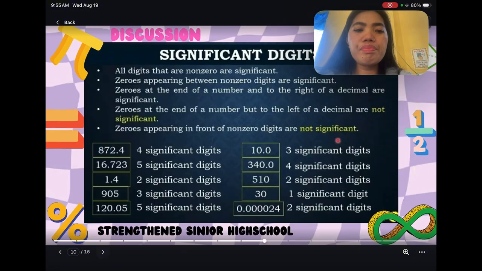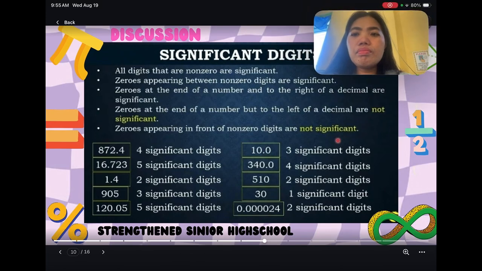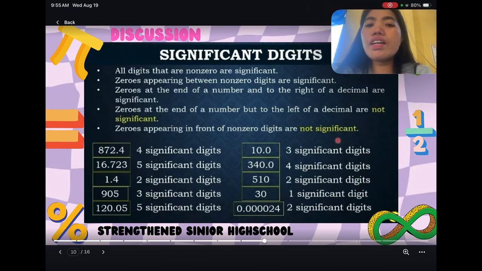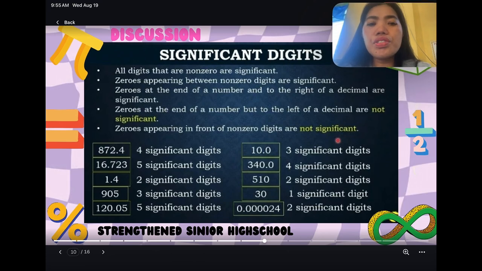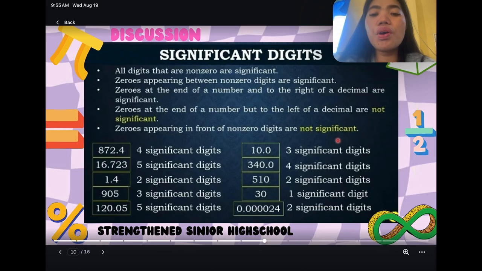So let's start with significant digits. All digits that are non-zero are significant. Zeros appearing between non-zero digits are significant. Zeros at the end of a number and to the right of a decimal are significant. Zeros at the end of the number but to the left of a decimal are not significant. Zeros appearing in front of non-zero digits are not significant. Example, 872.4. In that case, there are 4 significant digits.